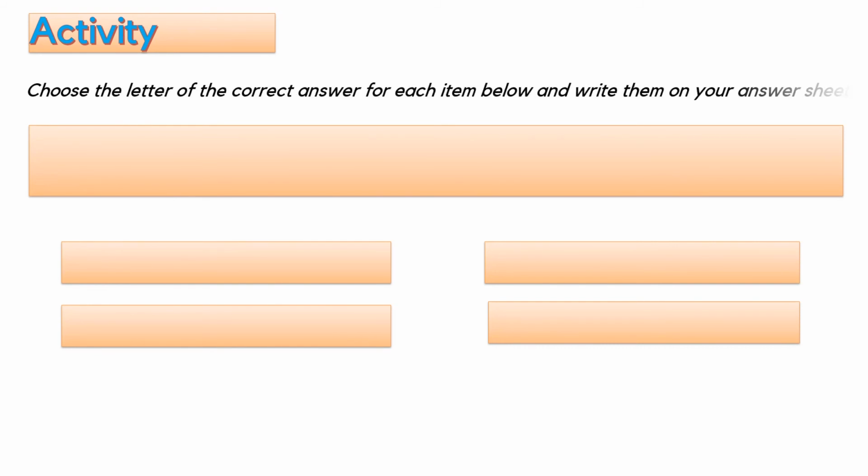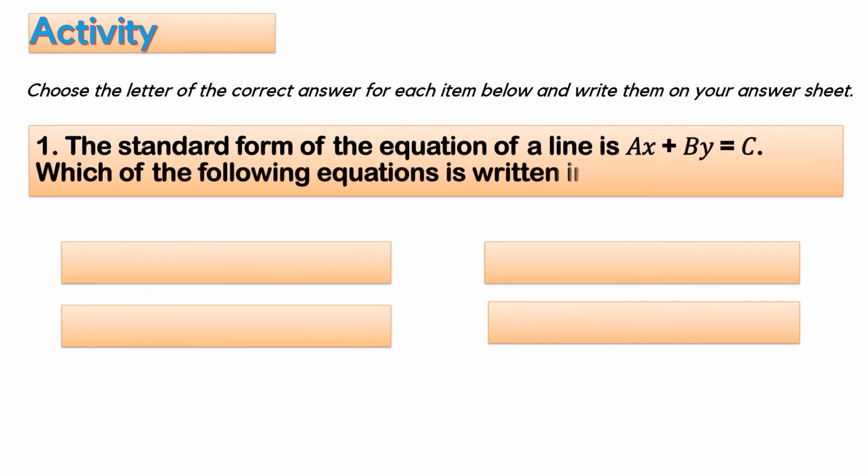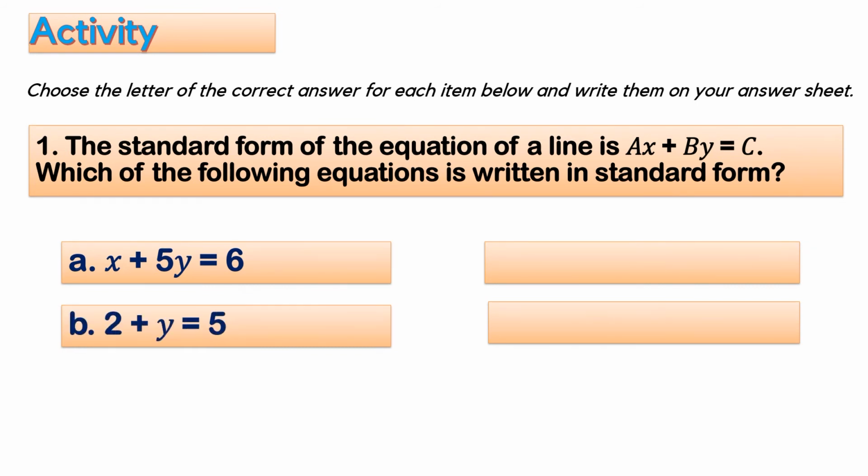Answer activity number 1. Choose the letter of the correct answer for each item and write them on your answer sheet. Question number 1. The standard form of the equation of a line is ax plus by equals c. Which of the following equations is written in standard form? A. x plus 5y equals 6. B. 2 plus y equals 5. C. Negative 2y equals x plus 2. Or D. 3y equals 2x plus 8. You have 5 seconds to answer the question.